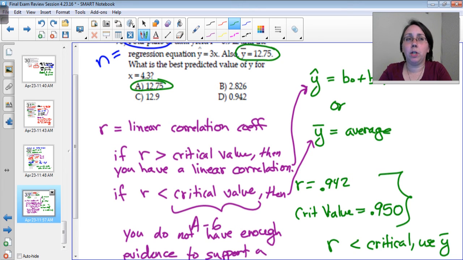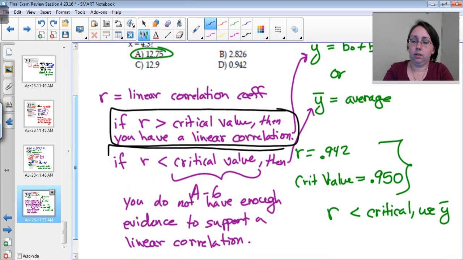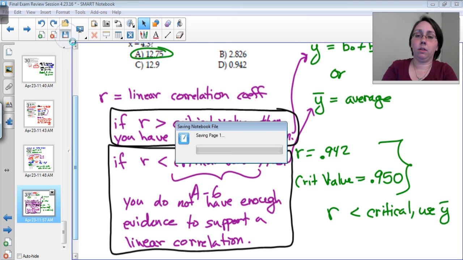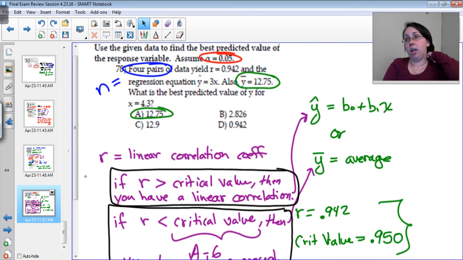All right, that was a lot. Are there questions in there? These are your two possibilities. Now, this is the wordy answer. I gave you the wordy answer to help you with your homework. But the short answer, if R is bigger than your critical, you have a line. If R is less than your critical, you use the mean. Your y hat is your what? Your mean, the average of the y's. Oh, that's the equation, the regression line.